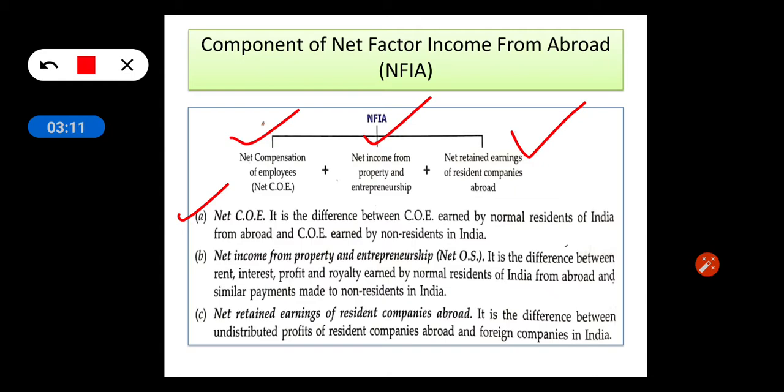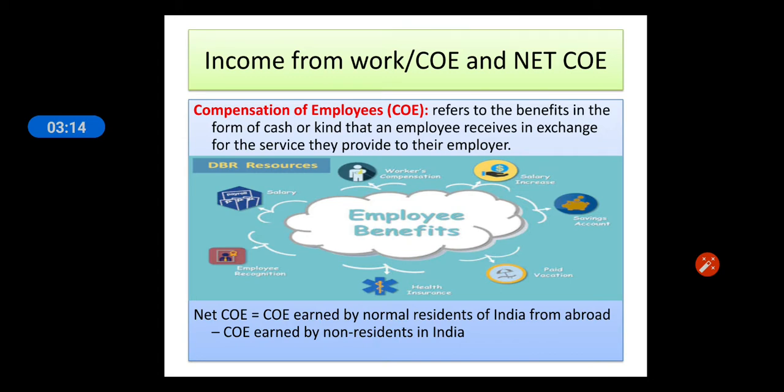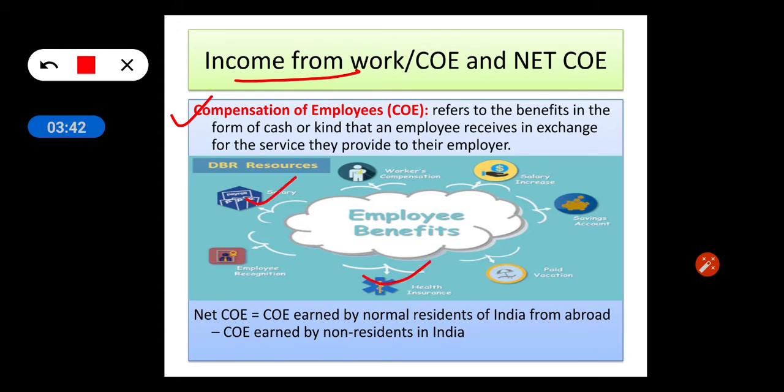To understand this, we must first clear the concept of COE, compensation of employee or income from work. Okay, so what is compensation of employee? It is a compensation received by employees in the form of cash or kind for providing factor services to their employers, right? For example, like salary or wages, health insurance, paid vacation. These are all compensation given by the employers to their employees for rendering factor services, right?